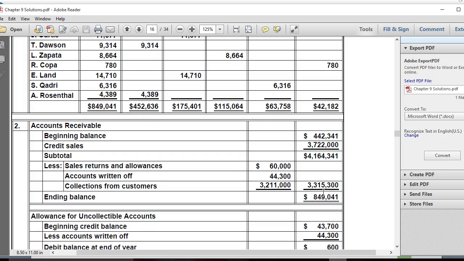Okay? They're doing a little different method than what we do with T accounts. I'm good at visualizing the T account because I work with that. But this is the same concept. Okay?